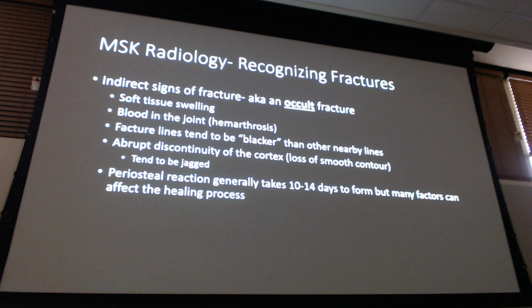All right, so how do we recognize it? Here are some signs of an occult fracture. What's an occult fracture? It's like that hairline, right? The one that's not really obvious, doesn't jump out. So here are some of the signs.